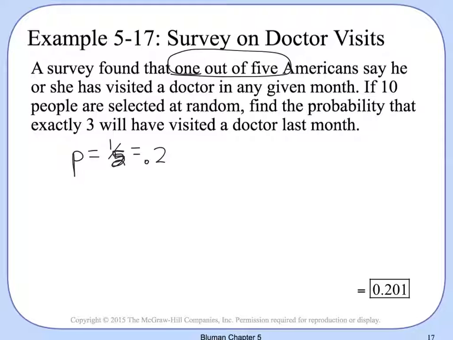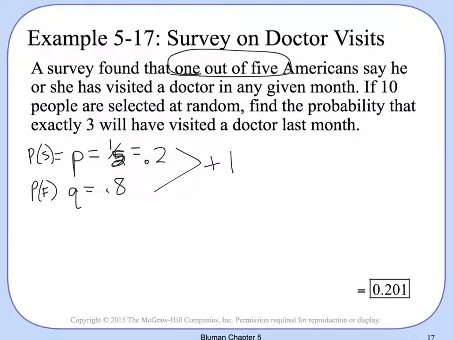What are the other things we need to know? Probability of failure. We won't actually have to type that into binomial PDF, but let's write that down. Probability of a failure is that Q. So this is probability of a success, and this is probability of failure. Probability of failure would be 0.8, right? 4 out of 5. And those add up to 1. Perfect. What else do we need to know?